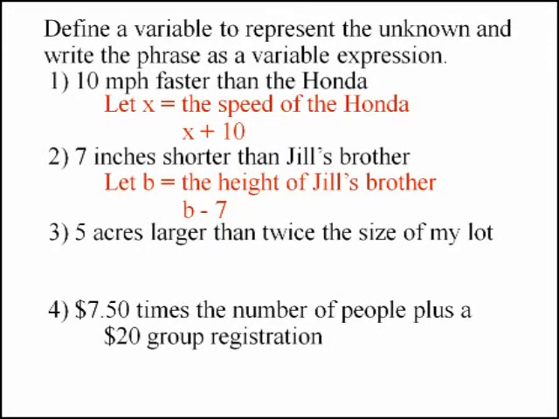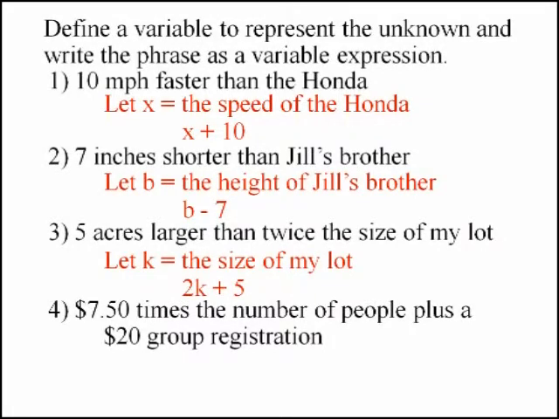5 acres larger than twice the size of my lot. We don't know the size of my lot, so we'll let k equal the size of the lot. 5 acres larger than twice that size. Twice that size would be 2k, and 5 more than that would be 2k plus 5.